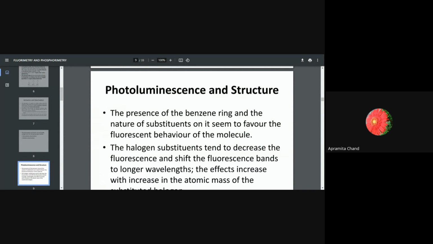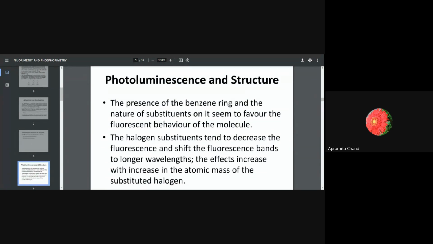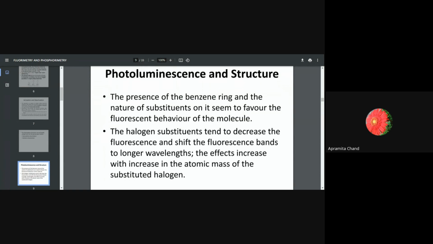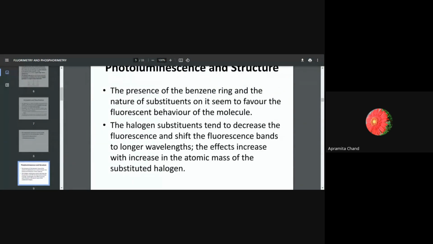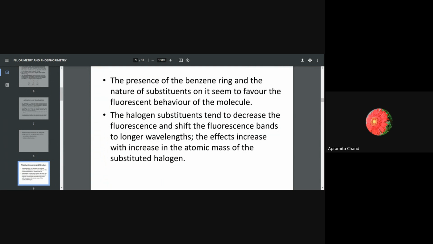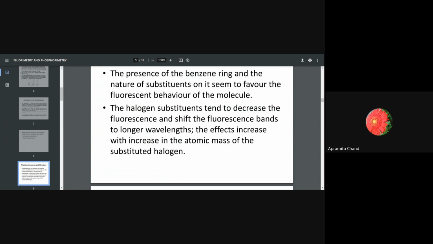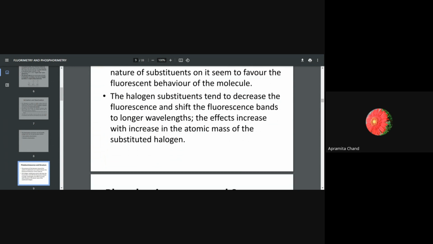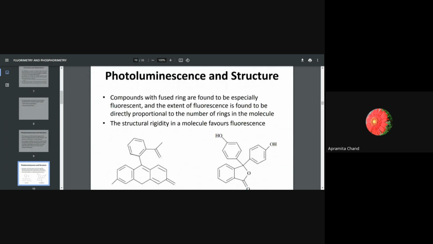Now, what about photoluminescence and its relation with structure? If you have an aromatic ring like a benzene ring and you have a substituent on it, it will favor the fluorescent behavior of the molecule. Similarly, if you have lots of halogen substituents, they will tend to decrease the fluorescence and shift the bands to longer wavelength. This effect will increase if the substituted halogen has an increased atomic mass. Similarly, photoluminescence is also dependent on structure.